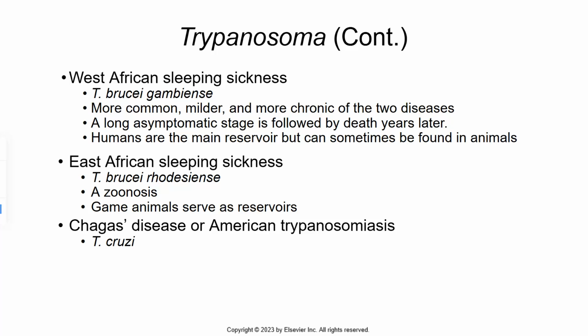There is West African sleeping sickness caused by Trypanosoma brucei gambiense, East African sleeping sickness caused by Trypanosoma brucei rhodesiense, and Chagas disease or American trypanosomiasis caused by Trypanosoma cruzi. Trypanosoma cruzi is prevalent in the southern United States, Central and South America.